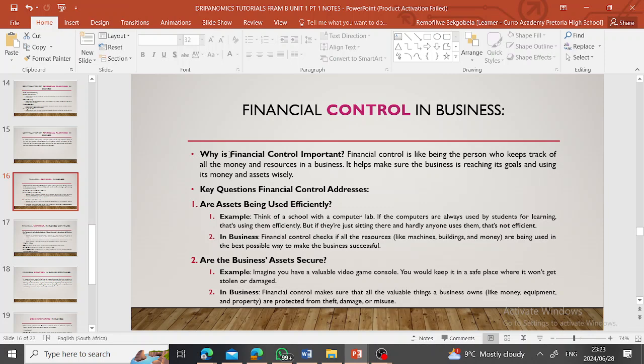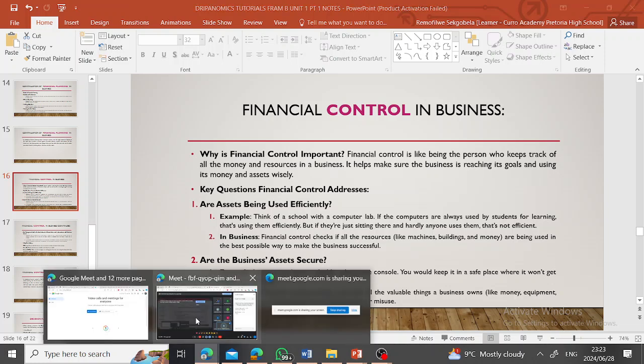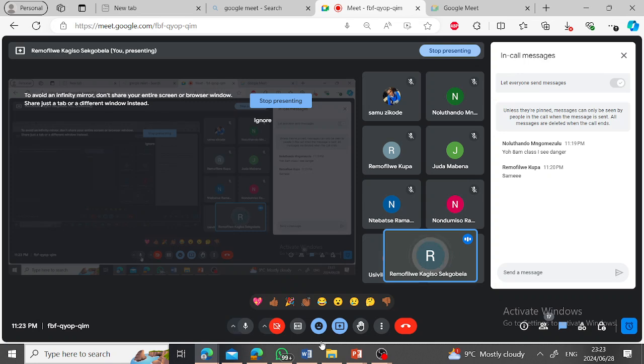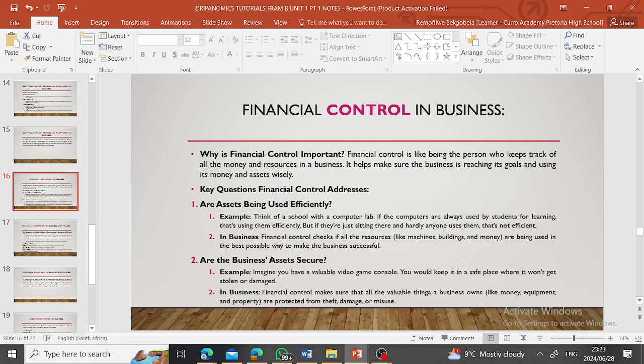So, example, think of a school with a computer lab, like those that went to Model C schools. You guys had those computer labs, computer sciences. If you don't know, forget about it, it's fine. If the computers are always being used by students for learning, that's them being used efficiently. But if they are just sitting there and hardly being used by anyone, that is not being efficient. It's a waste of our resources, because we shouldn't have bought them in the first place if they're not being used efficiently. And in business, financial control checks if all resources, like the machines, the buildings, and the money, are being used in the best possible way to make the business successful.